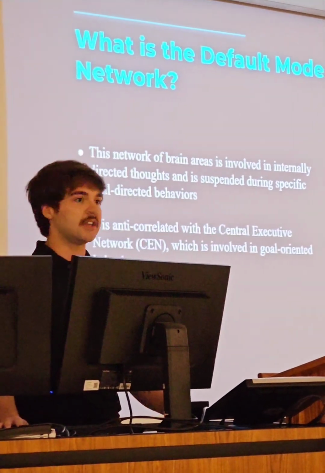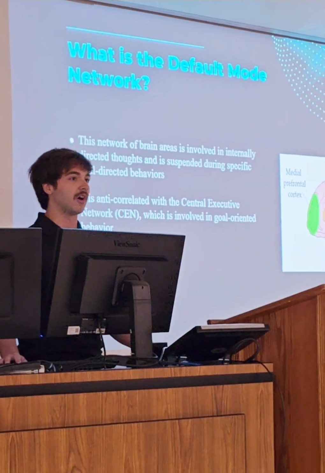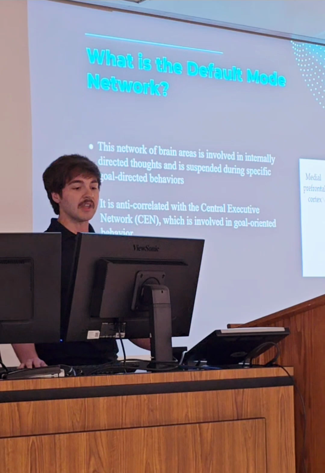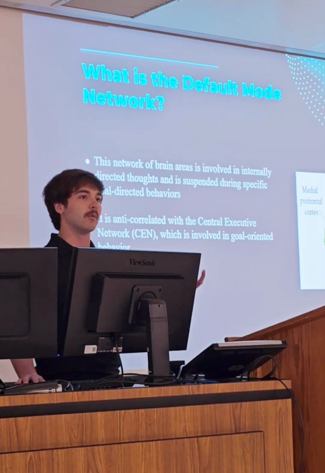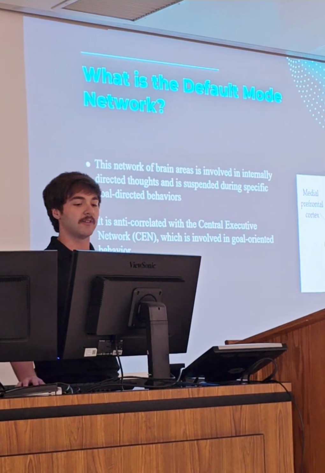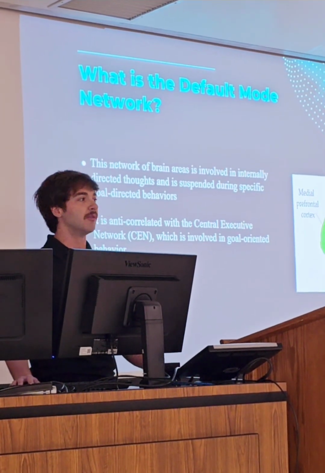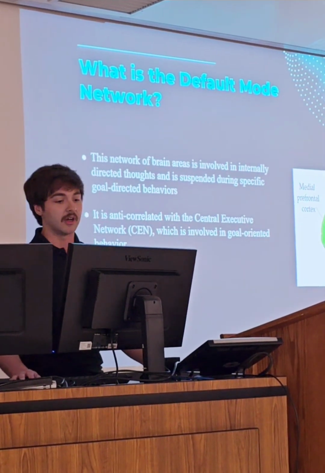Whenever one is engaged in a goal-directed behavior, something called the central executive network turns on and the default mode network turns off. And these two networks are anti-correlated, meaning that when one network is turned on, the other is turned off, but this switch between the networks happens really fast, with the default mode network resuming function within fractions of a second after a task has been completed.